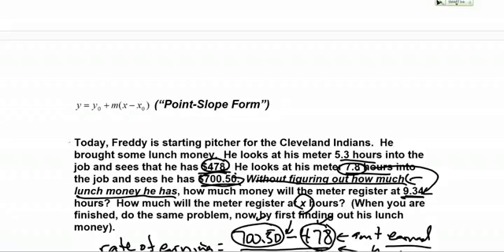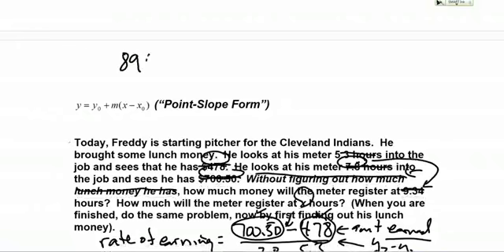So we know that $89 times the 5.3 hours is going to give us how much he earned over that period of time. 89 times 5.3 is $471.70. Okay, so in that 5.3 hours, of that $478, $471.70 was what he earned with the Indians. So that means the leftover part, whatever was left out of the $478, was his lunch money here.